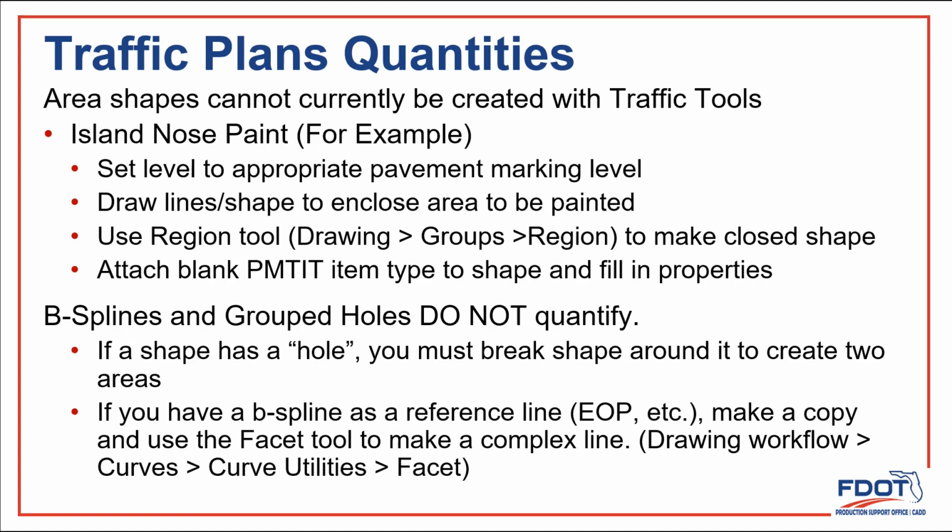If a shape has a hole, you must break the shape around it to create two areas. If you have a B-spline as a reference line, edge of pavement, etc., make a copy and use the facet tool to make a complex line. You get the facet tool by going to the Drawing workflow, Curves, Curve Utilities, Facet. You could also just type this in the top search in ORD and it'll show you how to drill down the same way this is doing.